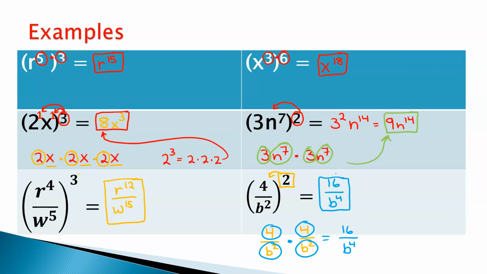The other way you could have done it is by focusing piece by piece. What is 4 to the second power? That means you have 4 times 4, which gives us 16. And then if you just focused on the bottom, we have 2 times 2, which gives us 4, b to the fourth power. Again, it's up to you how you want to approach it.